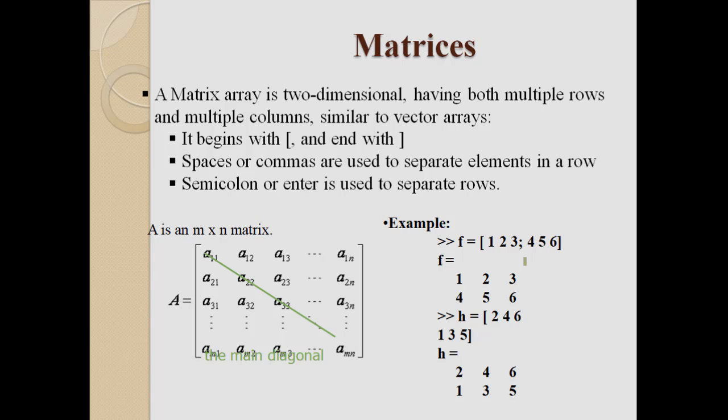Matrices are two-dimensional, having both multiple rows and columns. A matrix begins with a square bracket and ends with a square bracket. In this, spaces and commas are used to separate the elements in a row. Semicolon is used to separate the rows. So we have applied a semicolon which will basically generate two rows, or we can give a simple enter that will just separate two rows. This is the basic structure of an M by N matrix.